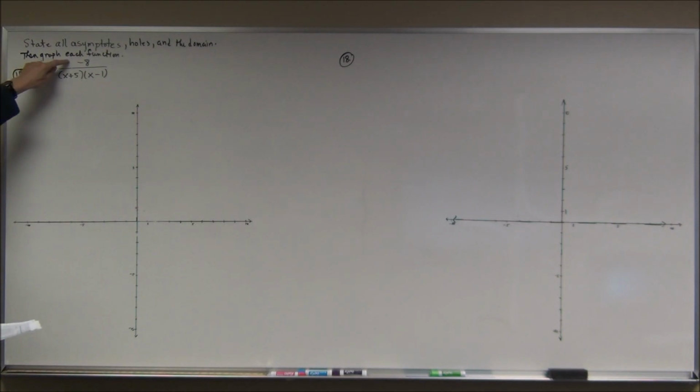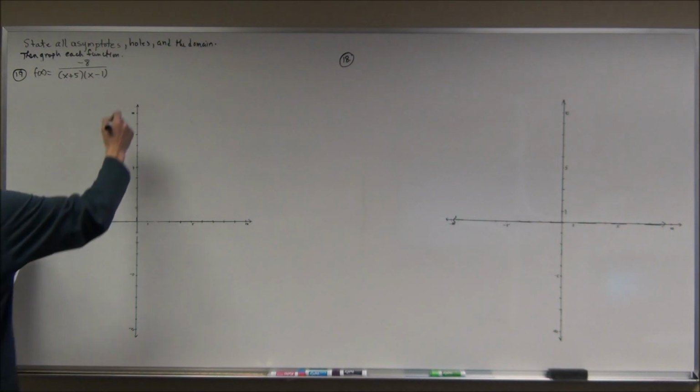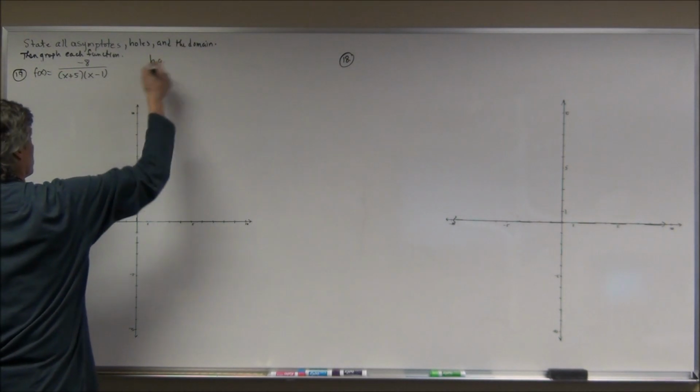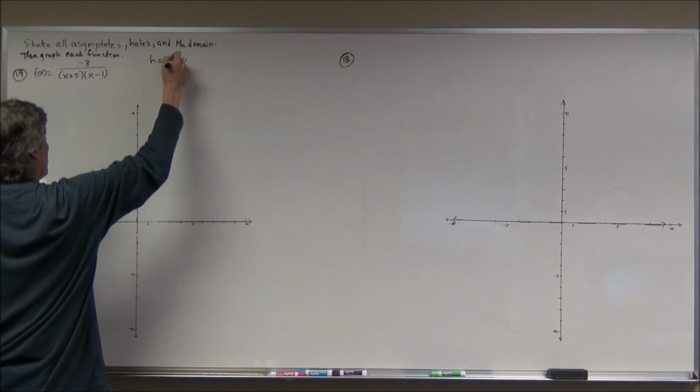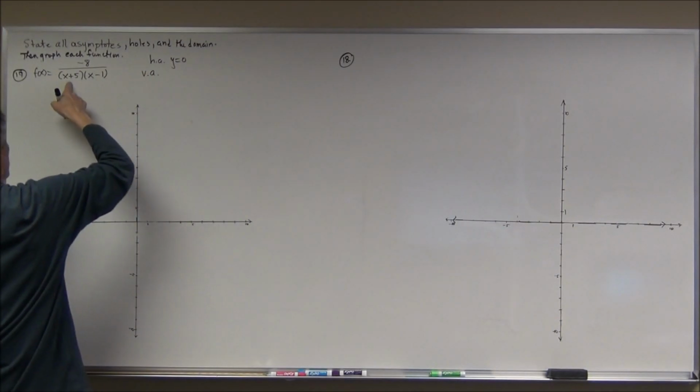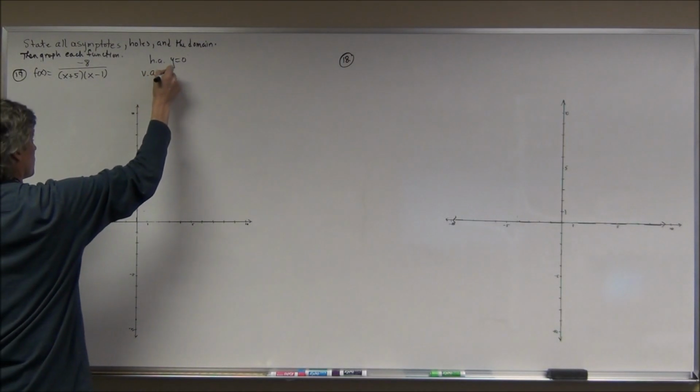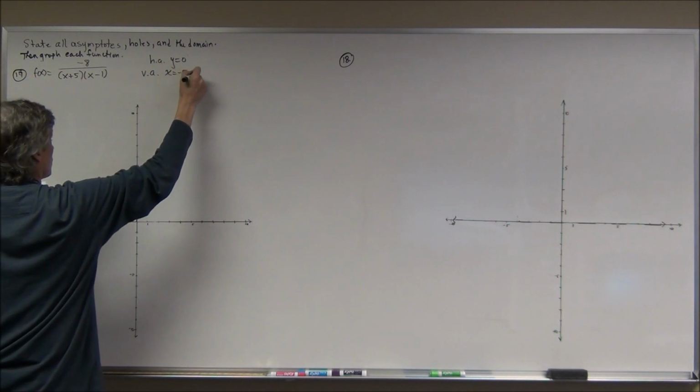And because the degree of the numerator is smaller than the degree of the denominator, my horizontal asymptote is the x-axis, y equals 0. My vertical asymptote would be at -5 and +1, so x equals -5, x equals +1.